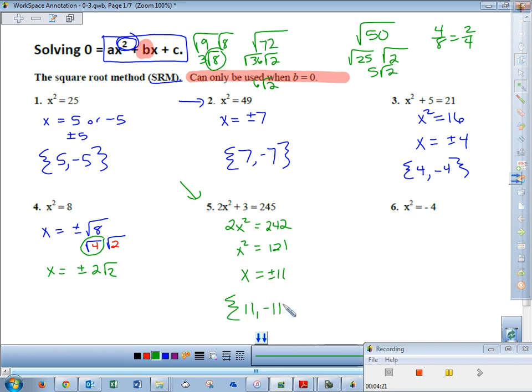11 or negative 11. You cool with that? Next one. Square root method, because there's no x to the first, correct? Is x squared all by himself? Yes. Let's square root both sides.